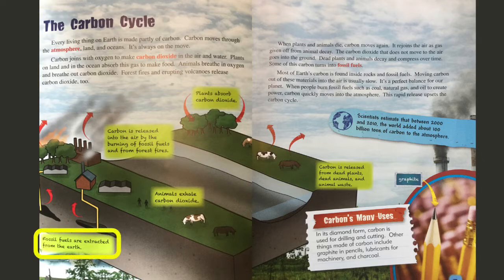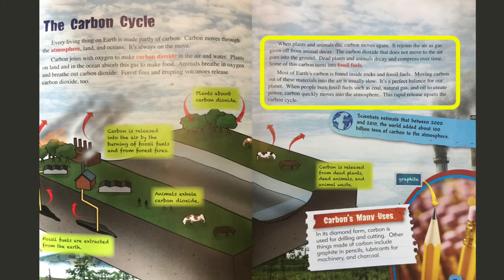Fuels are extracted from the earth. Carbon is released into the air by burning of fossil fuels and from the forest. Plants absorb carbon dioxide. Animals exhale carbon dioxide. When animals and plants die, carbon moves again. It rejoins the air as gas given off from animal decay. The carbon dioxide that does not move to the air goes into the ground.